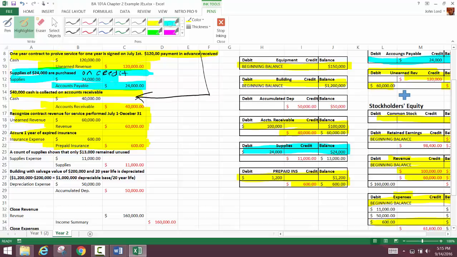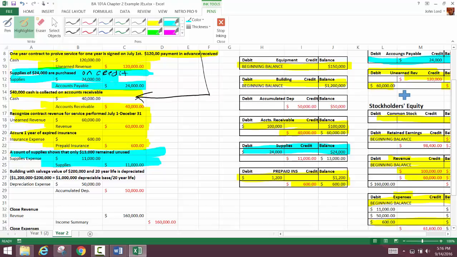I guess my posting went a little out of order there, but that's all right. Then I go and I count the supplies. When I count the supplies, there are 13,000 left. Well, if I had 24 and there's only 13,000 left, then I must have used 11, right? If you had 24,000 apples at the beginning of the year and at the end of the year there's only 13,000 apples left, you must have eaten 11,000, right?